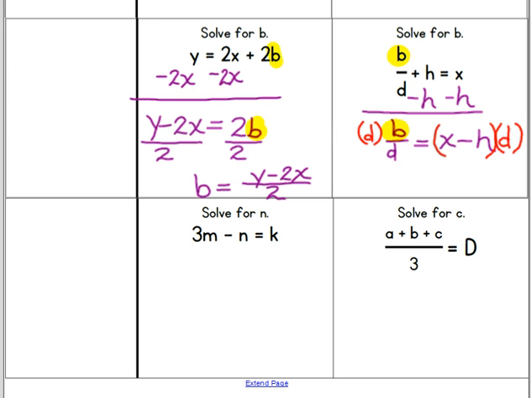So then when your d's are eliminated here, then you have b by itself. So b is equal to, and you could leave your answer like this, but a lot of times if we have that value, or in this case the variable, and we're distributing, normally you see it out in front. So d times the quantity of x minus h, making sure that d is multiplied by each of the terms there in the parentheses, so that you have to have the parentheses.